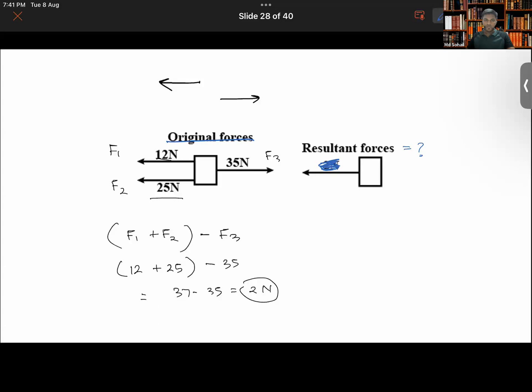So the object will move in the left direction since the net force is acting in the left direction.